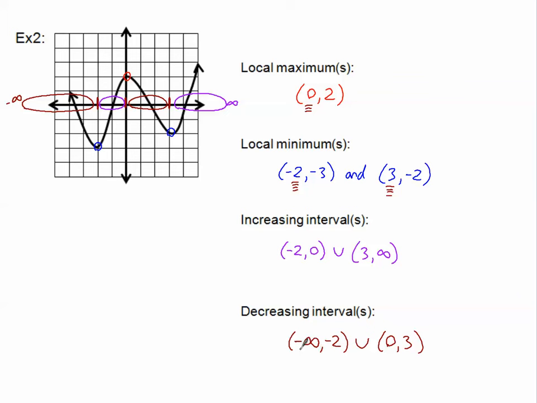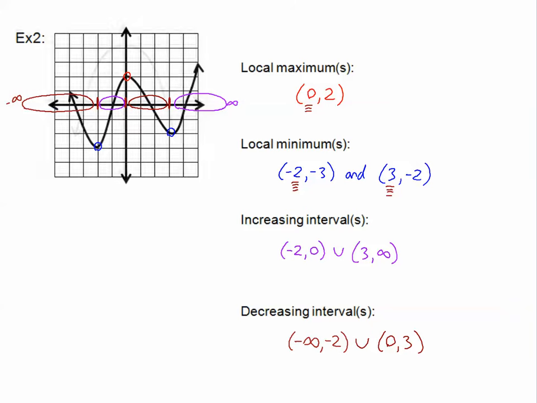The first interval is from negative infinity to negative 2. And then it connects from negative 2 to 0. And then it connects from 0 to 3. And then it connects from 3 the rest of the way to infinity. You should be able to connect these all the way through from negative infinity to positive infinity if you've done it correctly.